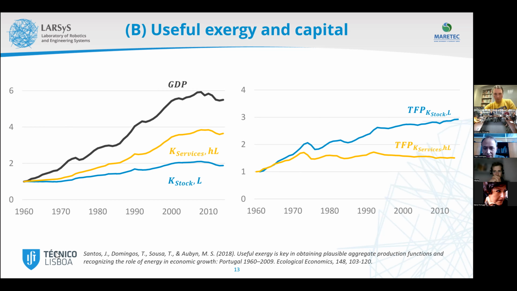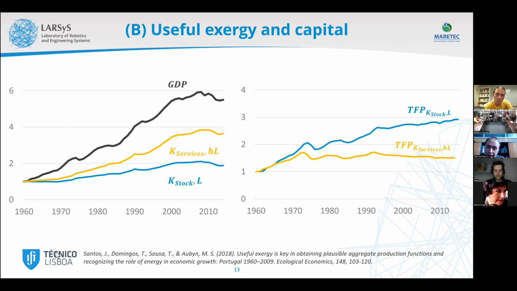So you take into account, as I said, that a 1 million euro machine delivers more capital services than a 1 million euro building, and that's the correction to go from capital stock to capital services. And instead of accounting for labor purely in terms of hours worked, you correct these hours worked for skill level, where skill is proxied by education. And you get this quantity, which is HL, which is human capital corrected labor.